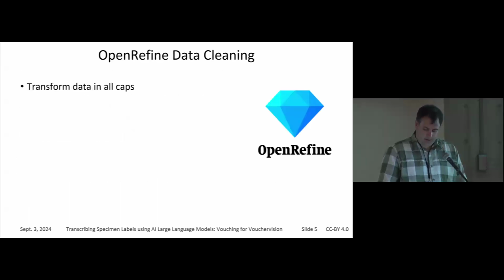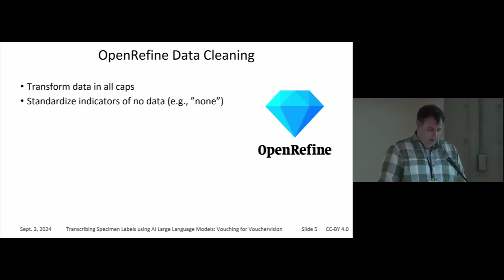And just a bit about this data cleaning that we did in Open Refine. It was really basic. I'm sure there's more opportunity to do more of this, but first thing we did was we transformed data in all caps because some labels have that data and we don't want it in all caps. Next, the models are a little inconsistent in terms of how they represent no data. So it could be a blank field or it could be the word none or something like that. And so we did some standardizing of that.